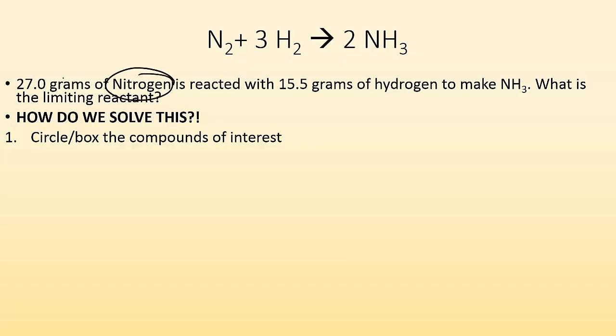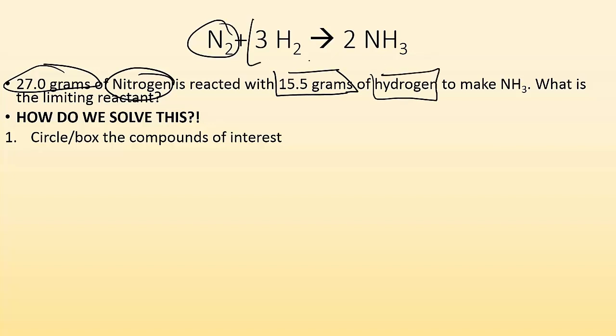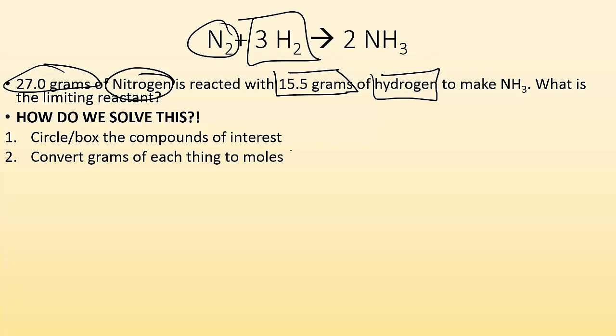So we got nitrogen, and that's the grams of nitrogen. So I'm going to circle everything nitrogen, and I'm going to put boxes around everything that's hydrogen, right? Boom. All right, so I've done that, and now it says convert the grams of each thing into moles. So how do I do that? Well, I got to use the GFM. And what I usually do too is I'll use the actual equation here.